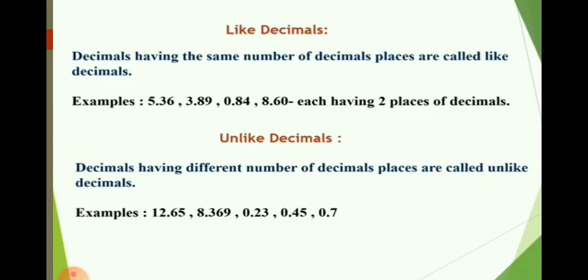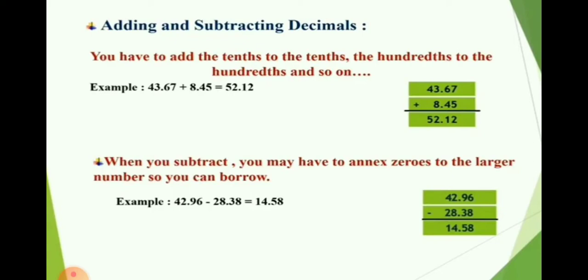Unlike decimals. Decimals having different number of decimal places are called unlike decimals. Example, 12.65, 8.369, 0.23, 0.45, 0.7. Here you can see the decimal places or the digits after decimal in each case are of different number. That is, in first case there are 2 digits after decimal, in second case there are 3 digits after decimal, and in last you can see there is only 1 digit after decimal. So they represent unlike decimals.